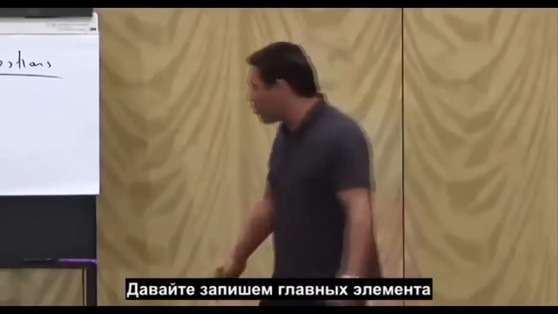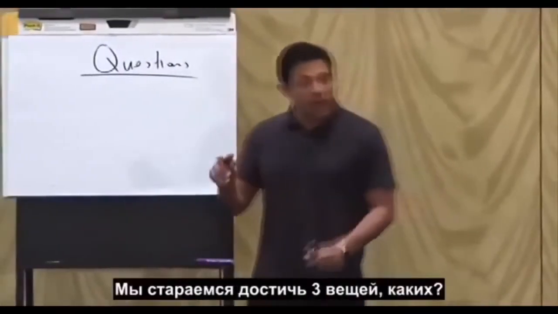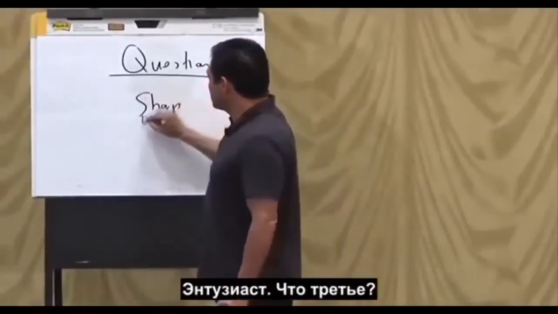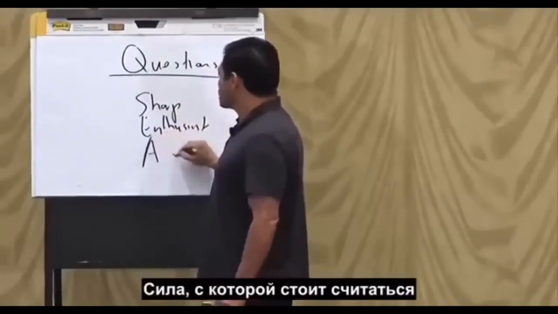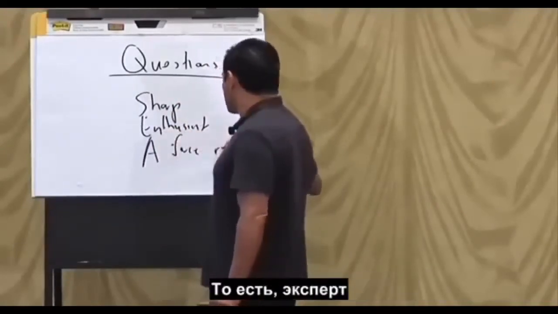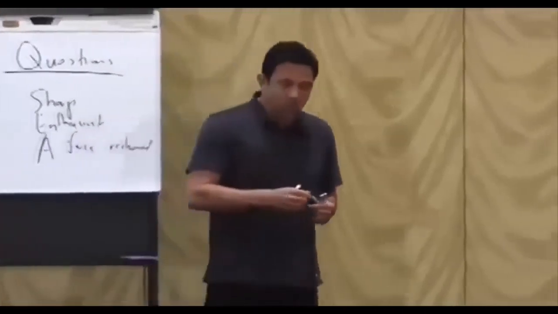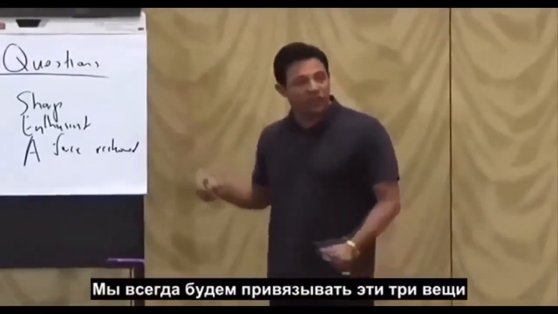Right? Let's write down the 3 cornerstones. Everything that we do when we're asking these questions, we're going to be looking to accomplish 3 things. What are they? Sharpest attack. What else? Enthusiastic. What's the third? Force to be reckoned with, meaning an expert, an authority figure, right? So we're going to always be congruent with these 3 things.